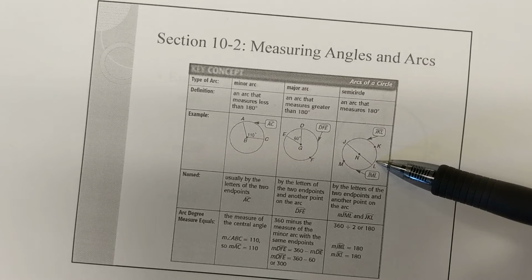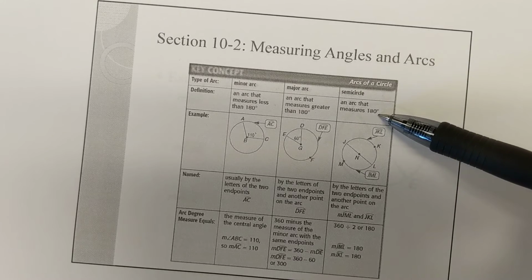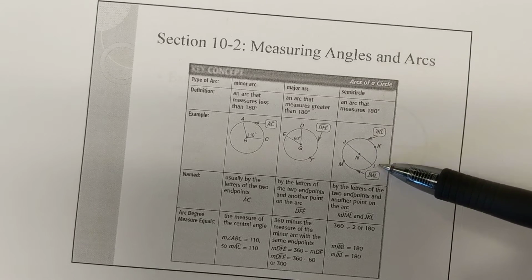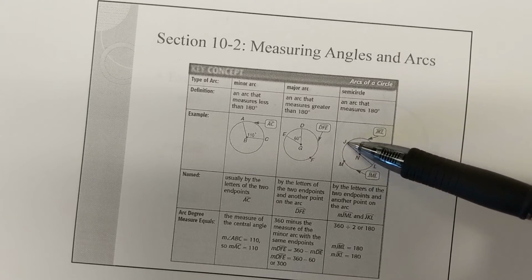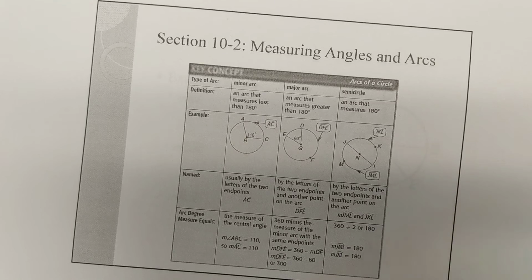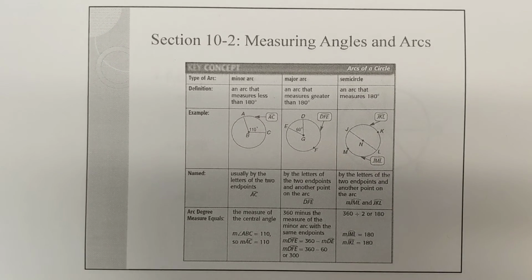And then the other kind you have is the semicircle, and that's an arc that's exactly 180, so it's half of a circle, typically named with 3 letters as well. So here you have JKL and JML, but they are always equal to 180 because they are semicircles. That's half of a circle.